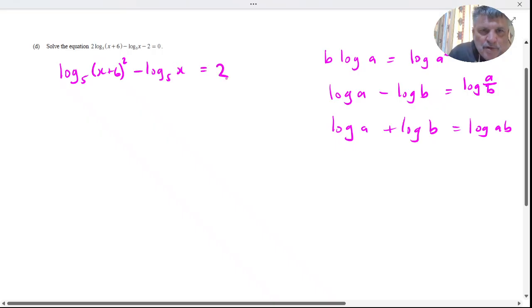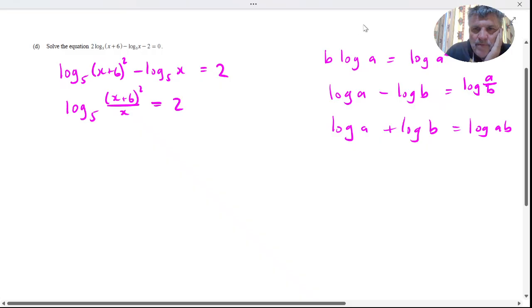And as I said, I'm going to put the 2 on the other side. Now we've got a subtraction, so that becomes a division. Log base 5 of (x plus 6) squared divided by x equals 2.